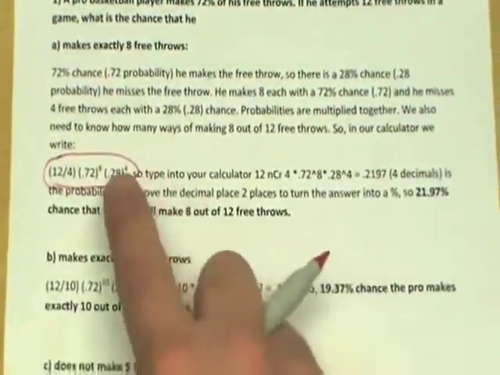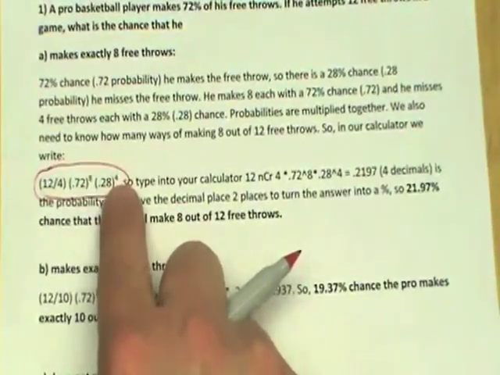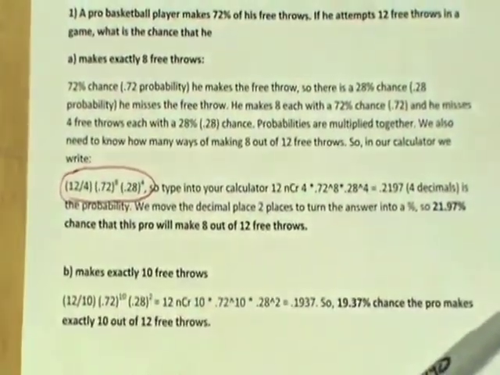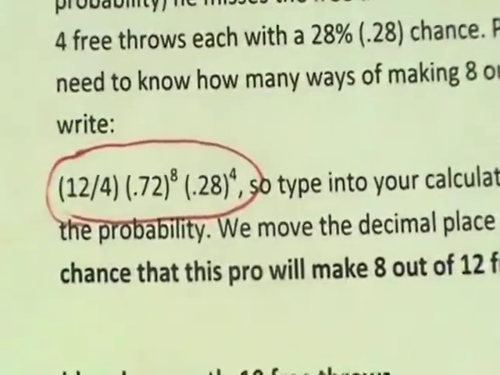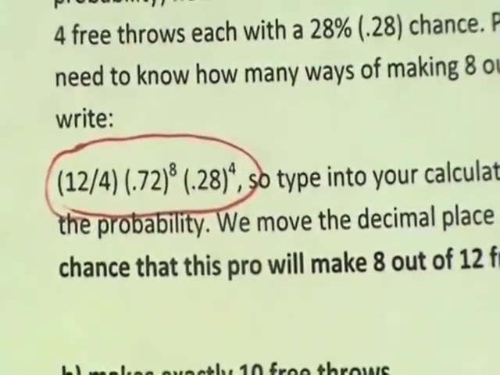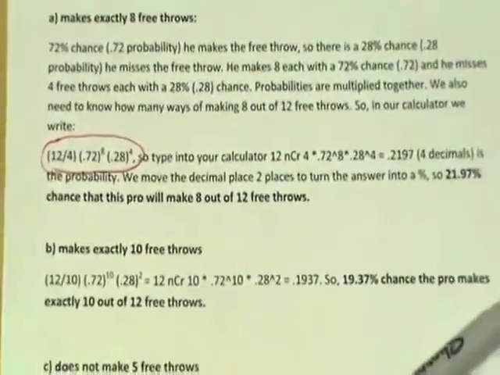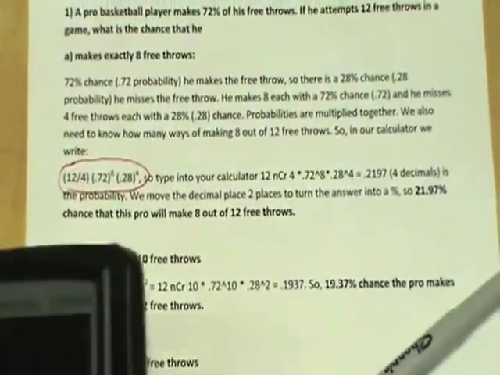When there's nothing between the parentheses, that means multiplication. Okay, it's a little tough to see. That is the exponent 8 there, and that is the exponent 4. I hope you can see it a little better. Let me see if I can zoom in a little bit for you here. Okay, there's the 12 over 4, 0.72 to the 8th, 0.28 to the 4th. Let me zoom back out just a little bit, and we want to get that answer. Okay, so I'm going to show you how to do that in the calculator.